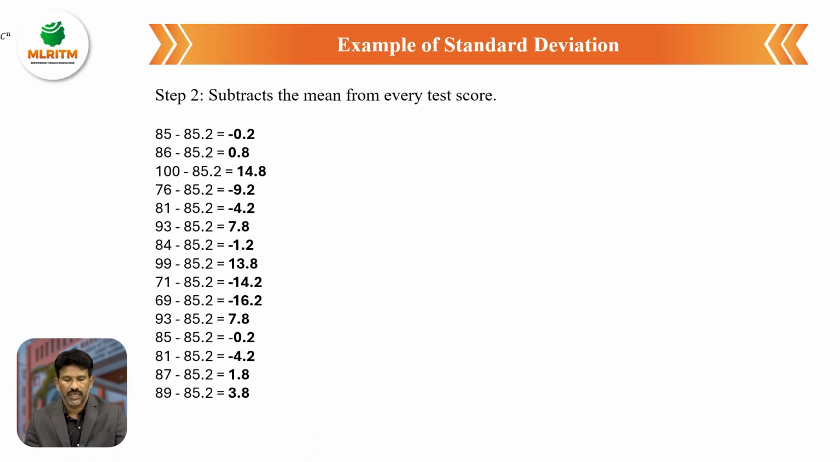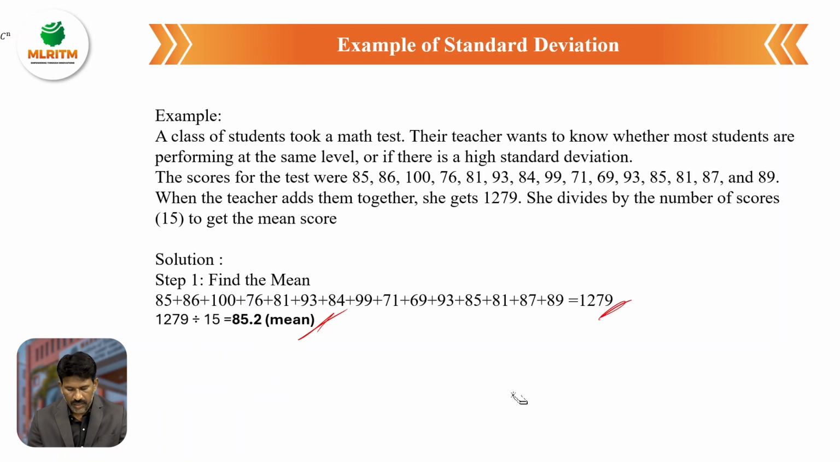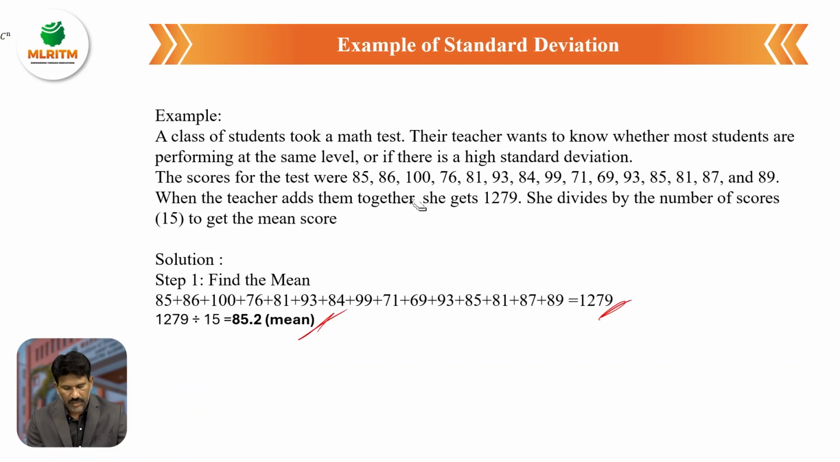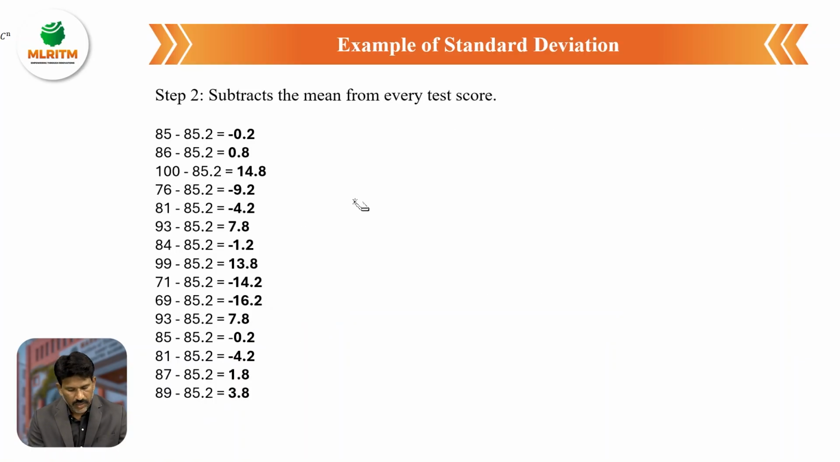In step 2, subtract the mean from each and every test score. The first value of the test score is 85. Now 85 minus 85.2, you will get minus 0.2. The second value of the test score is 86 minus 85.2, so you'll get 0.8. For each and every test score value, you have to perform the subtraction.